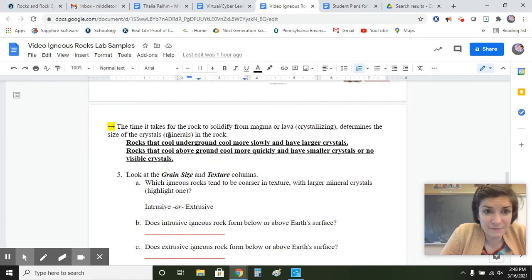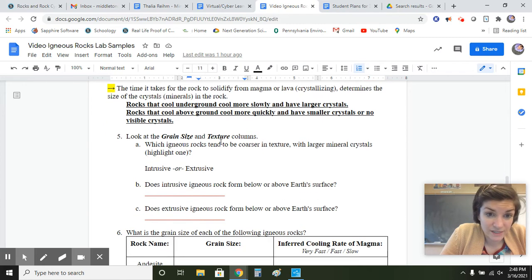All right. The time it takes for the rock to solidify from magma or lava crystallizing determines the size of the crystal minerals in the rock. Rocks that cool underground cool more slowly and have larger crystals. Rocks that cool above ground cool more quickly and have smaller crystals or no visible crystals. Look at the grain size and the texture columns. Which igneous rocks tend to be coarser in texture with larger mineral crystals?